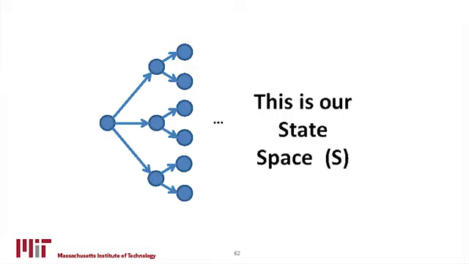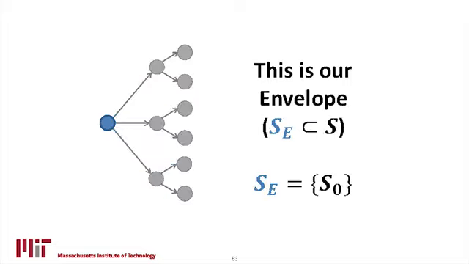Good. So we'll define some terms that we're going to use throughout this. We've already talked about our state space. This is just a small portion of it that we're going to work with as we walk through this example. Next, we're going to define something called our envelope. And that's the sub-portion of our state space that we're going to be looking at. We're going to initialize that to just S0, the state that it's at. But as we progress through the algorithm, it's going to grow. And it's going to grow only to the areas that we're interested in.